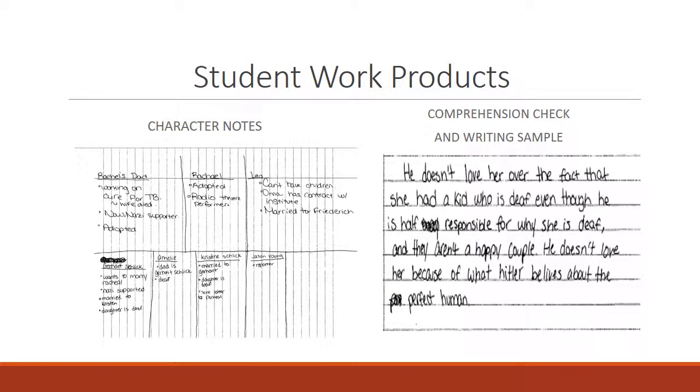The next several slides you're about to see are some of the students' work products throughout this unit. On this slide you'll see her character notes, in which the student did very rough jotting down of quick facts about the characters as I was reading one day. And on the other side you'll see a comprehension check and a writing sample that I collected from the student as an exit ticket. Both of these are examples of exit tickets for the day.